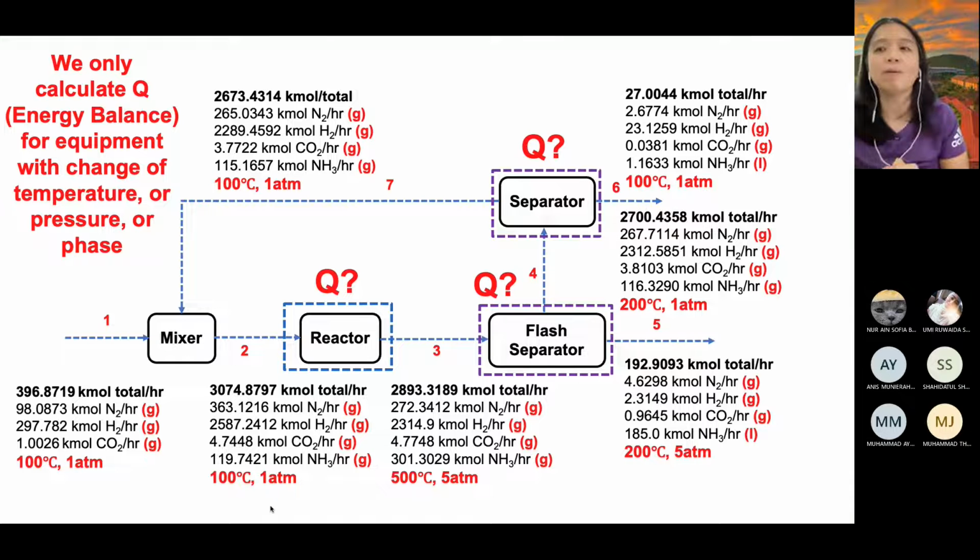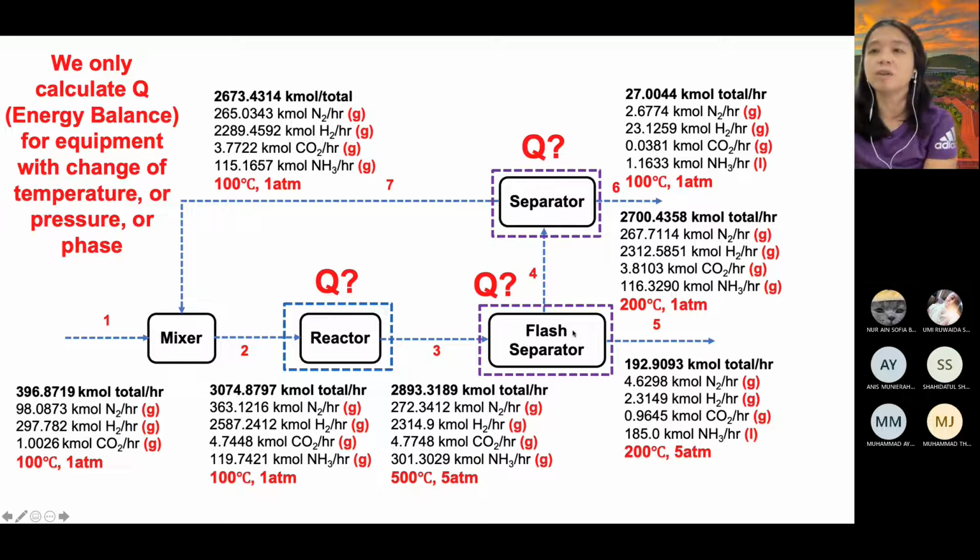Kamu pun tahu kan, mixer memang tak ada tambahan haba, tak ada penebaan. There's no changes of temperature, no changes of pressure, no changes of phase, right? Mixer kan dia just mix sahaja. Okay, so you don't have to do for the mixer. Okay, next reactor automatically kena buat lah. You can see as well, reactor ni pun ada perubahan suhu, ada perubahan tekanan, and as long as it's a reactor, you have to redo the calculation.